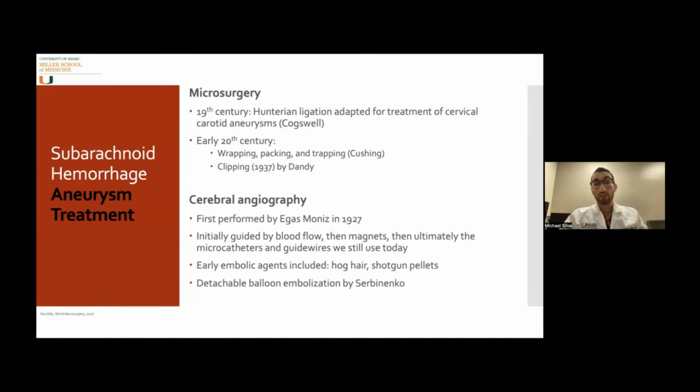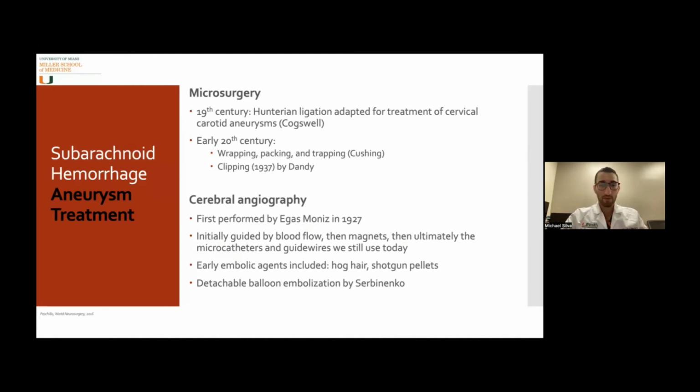So looking at the treatment of aneurysms, microsurgical management of these aneurysms was always the mainstay until the endovascular world started. Early management of these aneurysms was Hunterian ligation, which was adapted for treatment of cervical carotid aneurysms. In the 20th century, new techniques such as wrapping, packing, and trapping were developed, and ultimately clipping became the mainstay of microsurgical treatment of aneurysms in the 20th century.